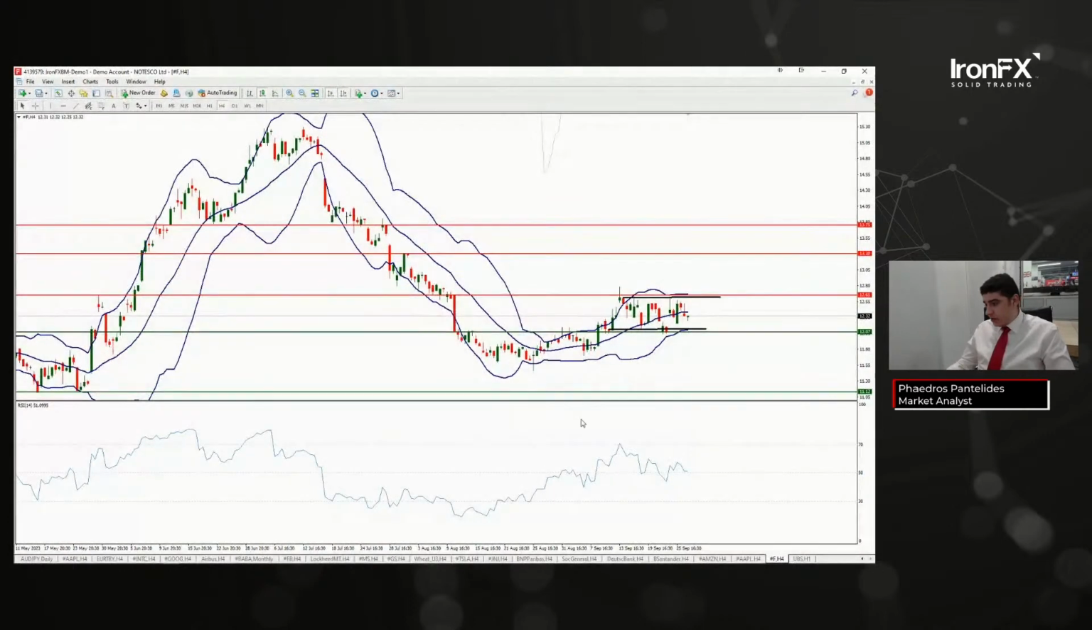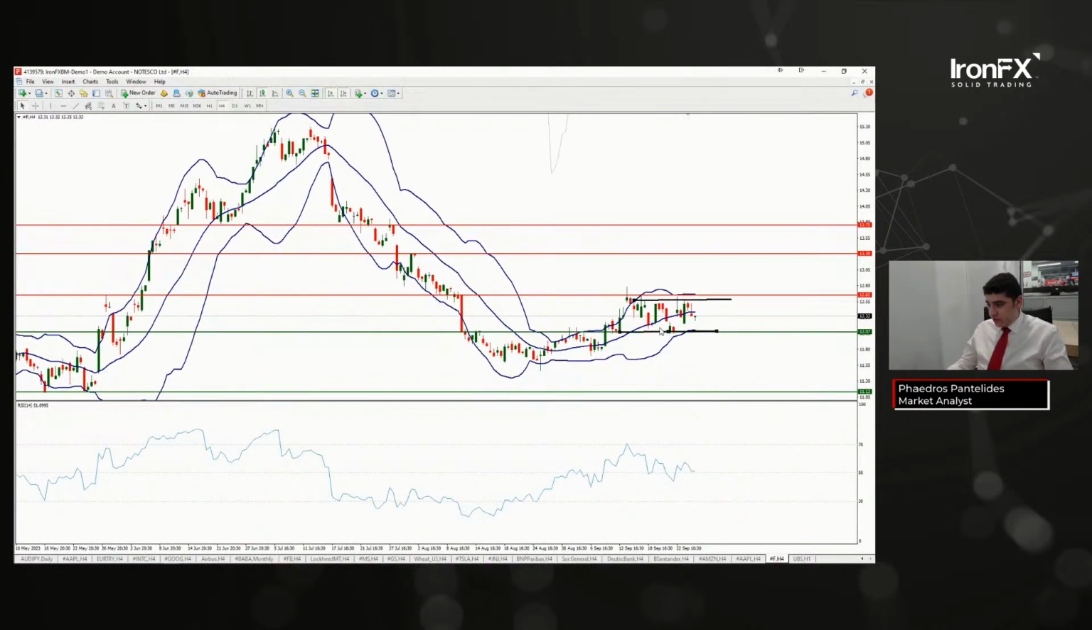On the 4-hour, note that the RSI is still near the 50 level. It appears to continue to validate our sideways moving channel. So maintaining a neutral outlook between S1 and R1, so 12.07 and 12.65, on a fundamental level.